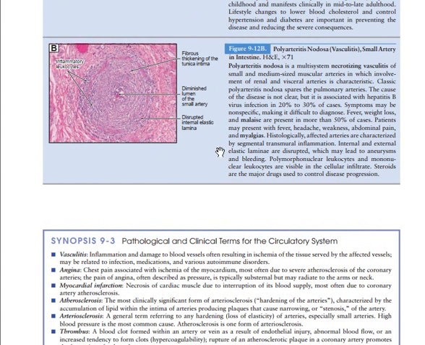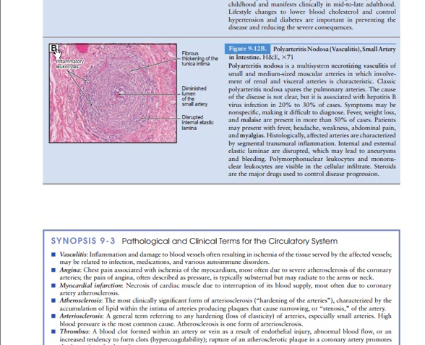Now, polyarteritis nodosa, it's a form of vasculitis in the small arteries. So polyarteritis is a multisystemic necrotizing vasculitis of small and medium-sized muscular arteries, characterized by involvement of the renal and the visceral arteries. Now, the classic polyarteritis nodosa usually spares the pulmonary arteries. All the others are going to be involved except the pulmonary arteries, and it is usually associated with hepatitis B infection in 20 to 30% of cases.